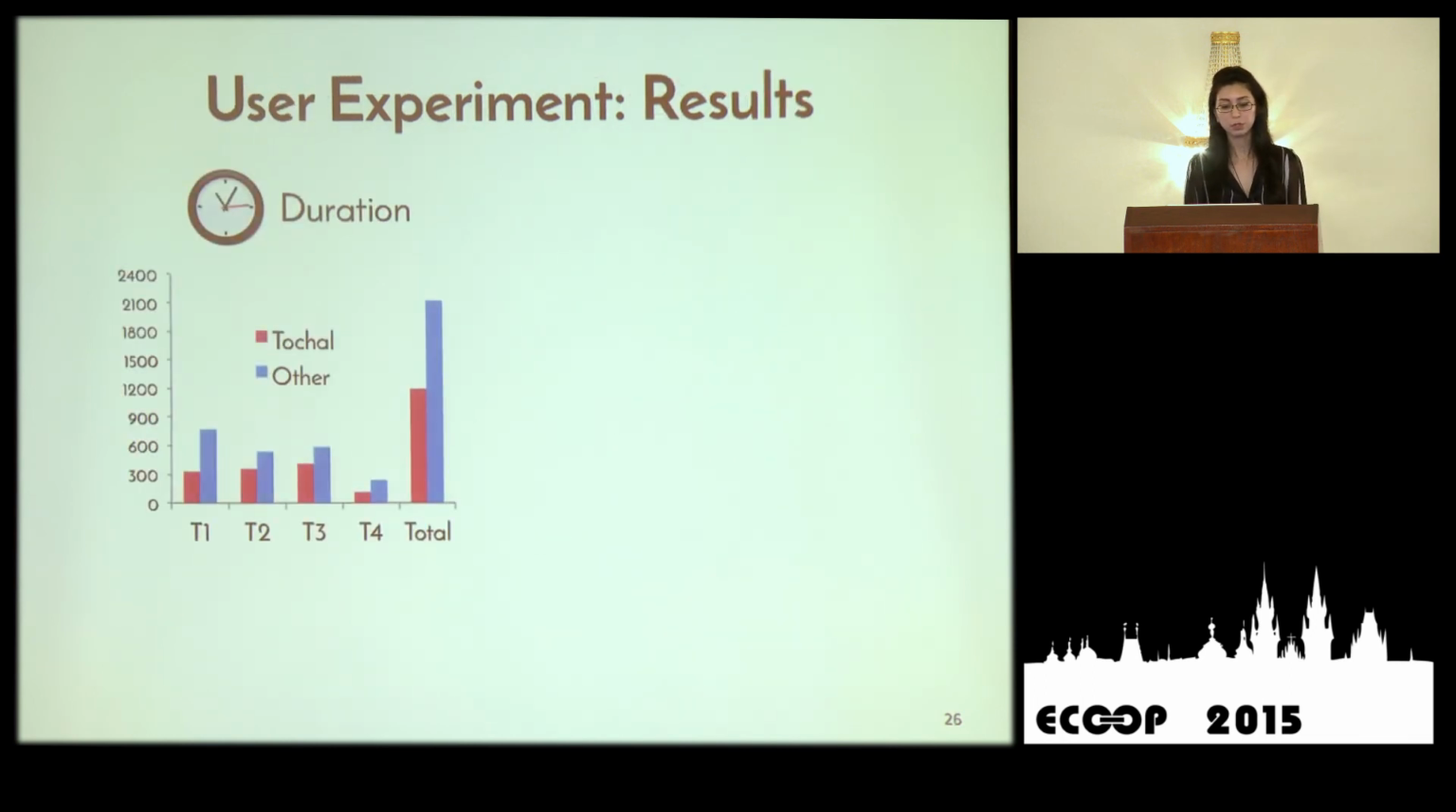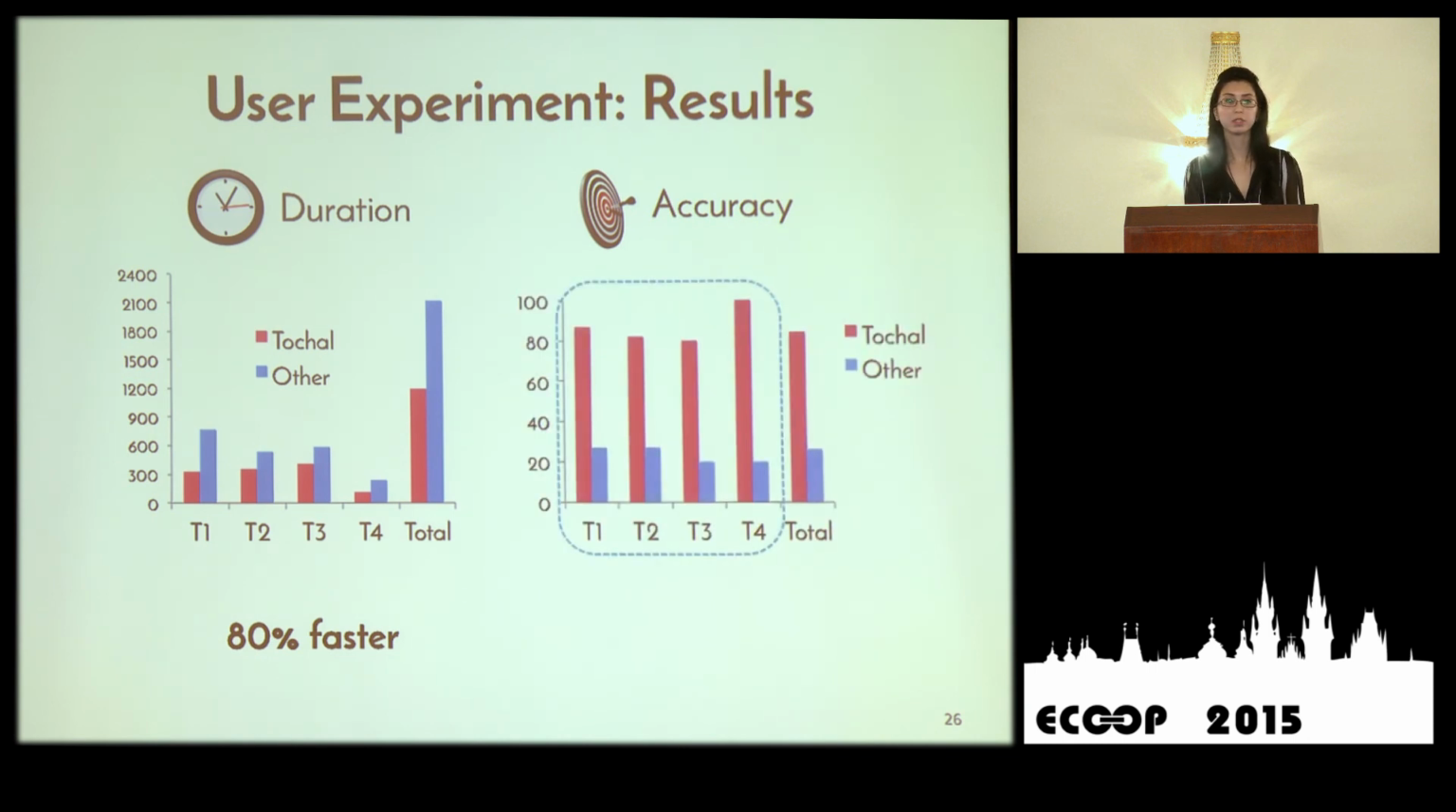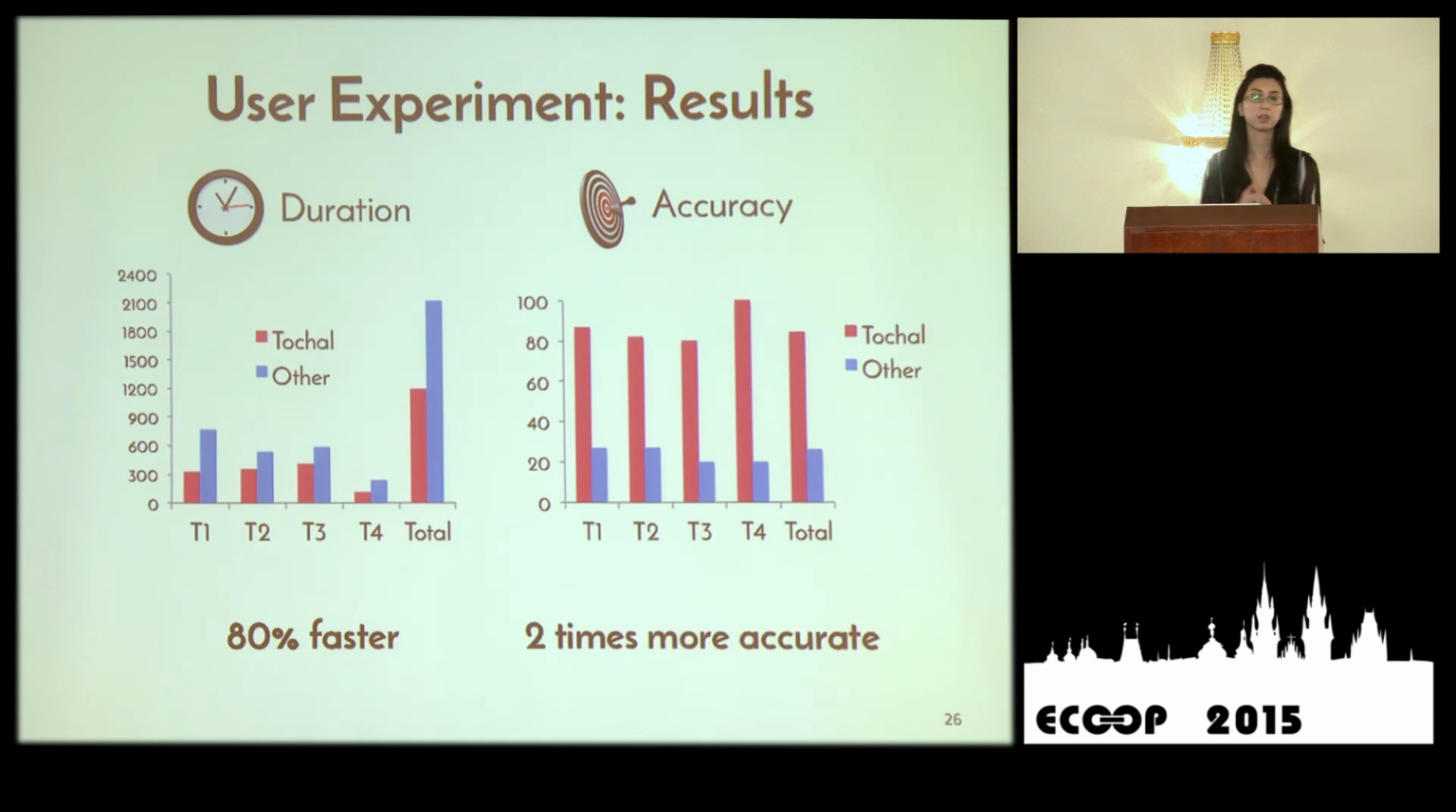The results of duration showed that for all of the tasks, using Total improved the task completion duration, and the results were statistically significant in total. We observed an 80% improvement in the time in which the developers finished the task. We also compared the results of the accuracy. Again, we see a significant improvement for all of the tasks in terms of how accurately they were able to answer the questions. And in total, we saw that the users of Total were 2 times more accurate in responding to the questions.